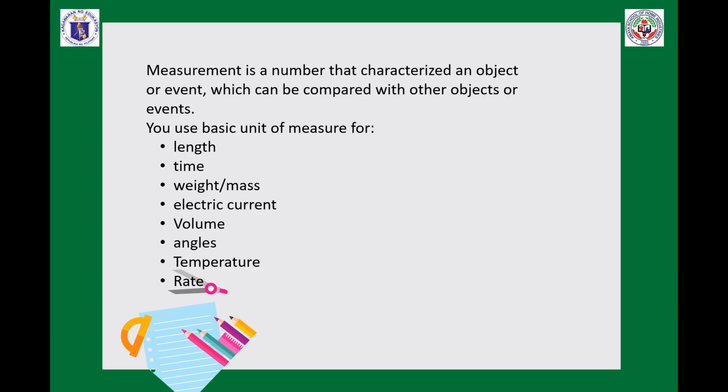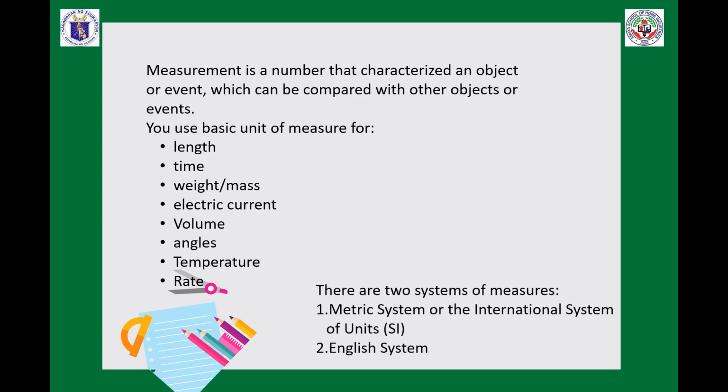So we have here the basic unit of measure for length. We also have units for time, weight or mass, electric current, volume, angles, temperature, and rate. We have here the two systems of measures. Number one is the metric system or the International System of Units, or the SI. Two is the English system.